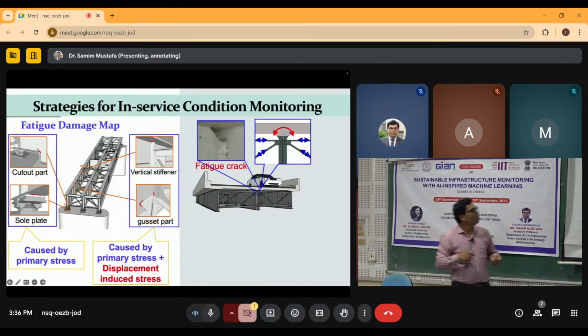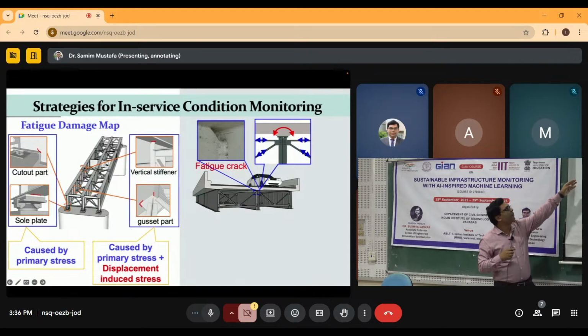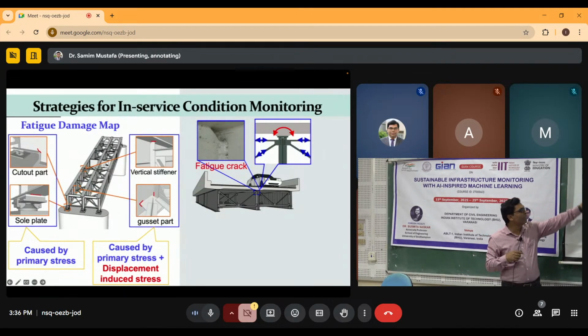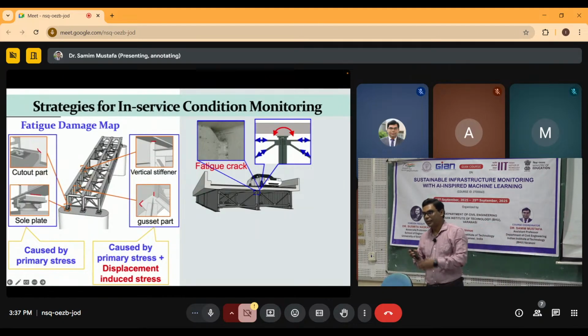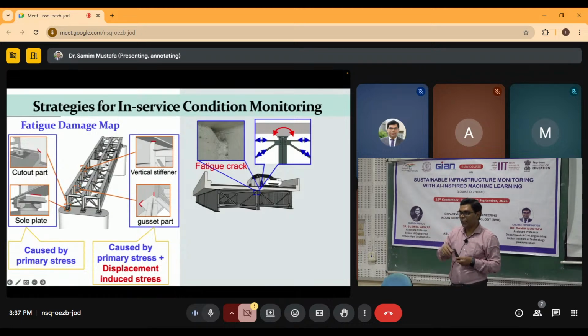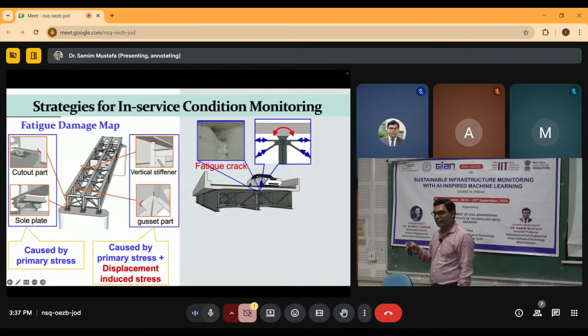So we need to also categorize which damage is caused by what type of stress. This type of damage, like fatigue damage at the cutout part or sole plate, is caused by primary stress. What do you mean by primary stress? It is by the cell point. Okay, it is there, and this type of damage is caused by primary stress as well as the displacement induced stress or secondary stress.